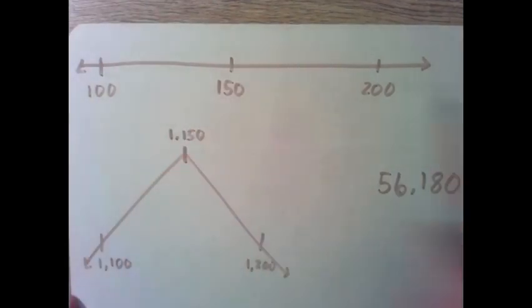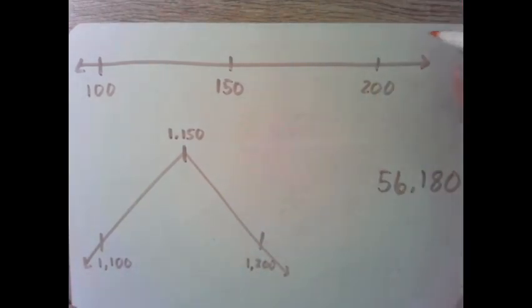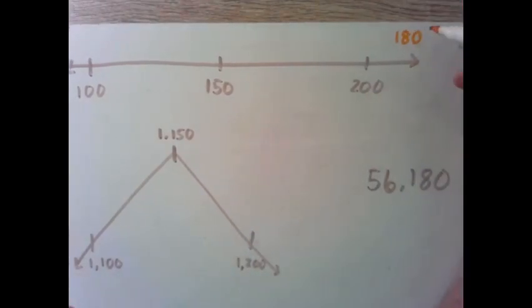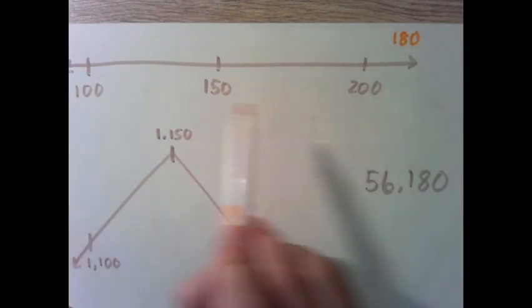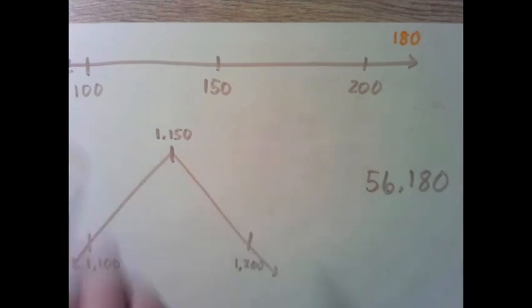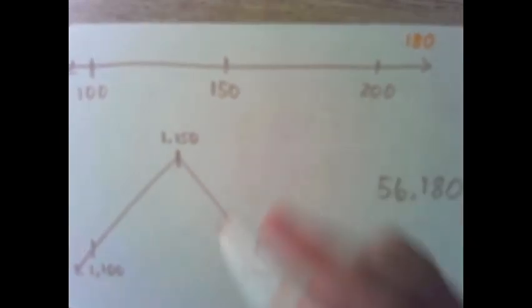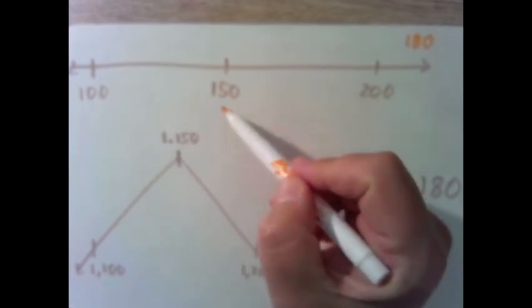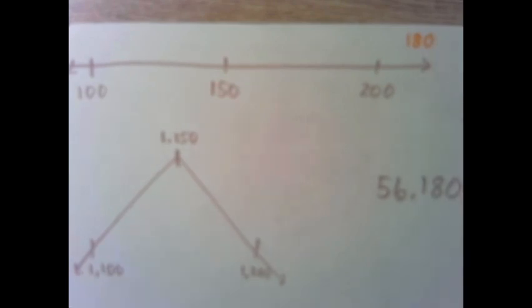So up here, I have our number line, and when we're dealing with 180, we have to go, well, the nearest hundreds would be 100 and 200, because 180 is somewhere on this number line between 100 and 200. So I put our midway point of 150 because that's halfway between 100 and 200. And I'm just going to put 180.